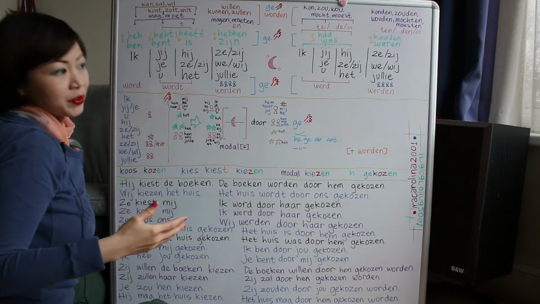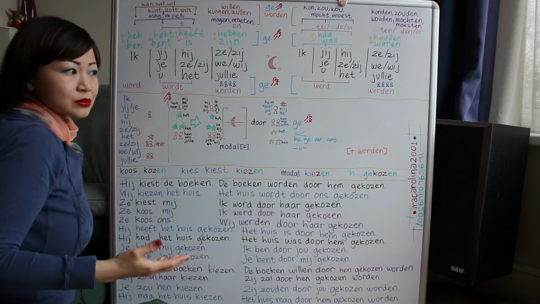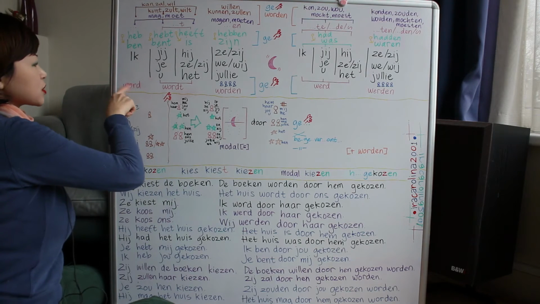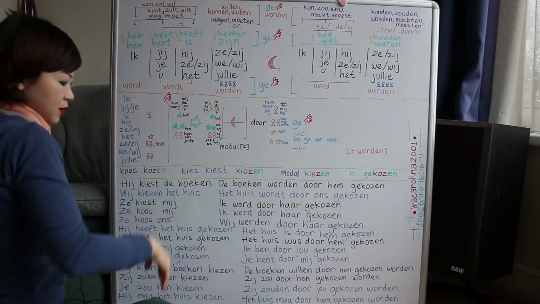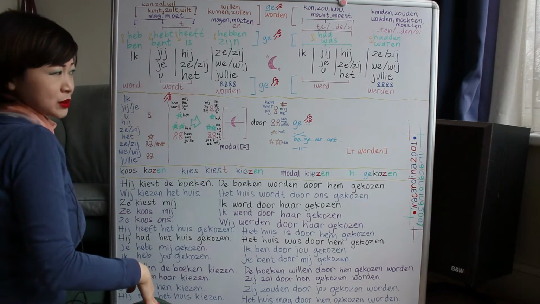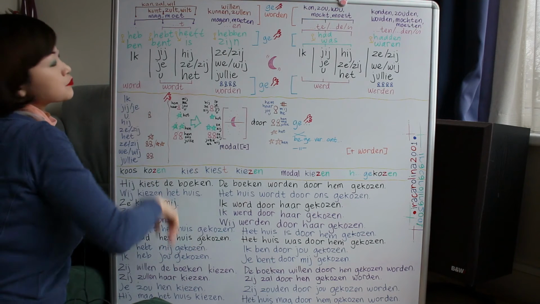When we have to make that sentence into a passive sentence, we use the word word. It means become, becomes, word.